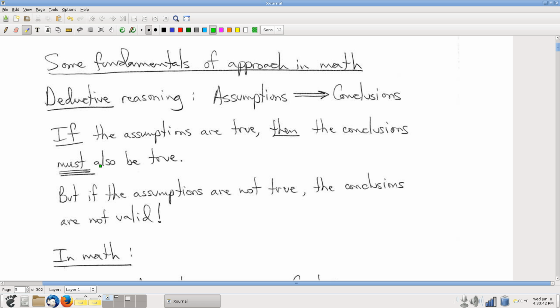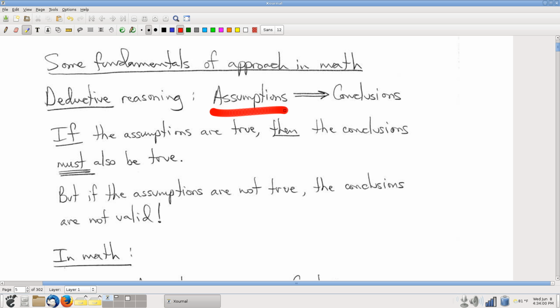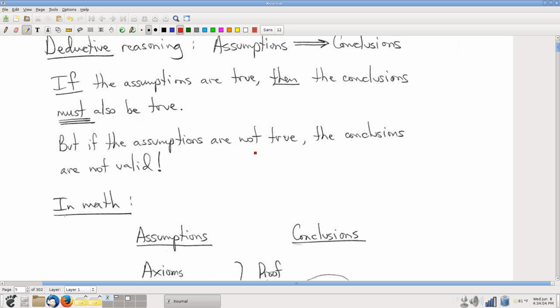If the assumptions are not true, right? If any of the assumptions fail to be true, then you can't conclude anything. Right? So deductive reasoning critically relies on all of the assumptions being true. Okay, now so how does this show up in math?